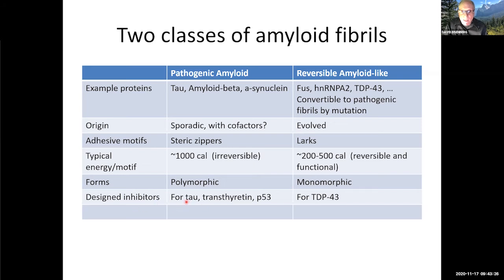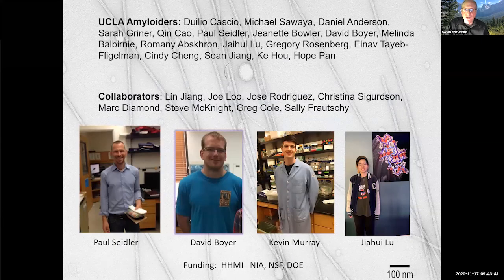And we're able to make designed inhibitors for both pathogenic and also for reversible amyloid. We're experimenting with different sorts of inhibitors for these two different things. I won't get into that today. Just to show you the photographs of some of the scientists who've done this work.